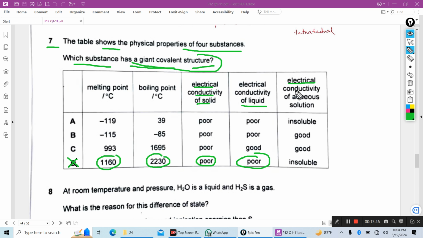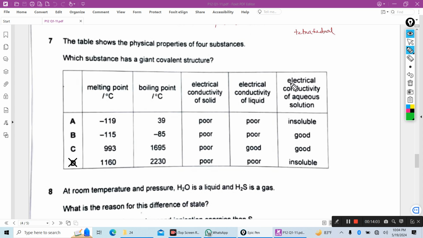Next, electrical conductivity of aqueous solution, as there are no free electrons or ions, their electrical conductivity is poor, and as giant covalent substances are insoluble. So D is the correct answer.